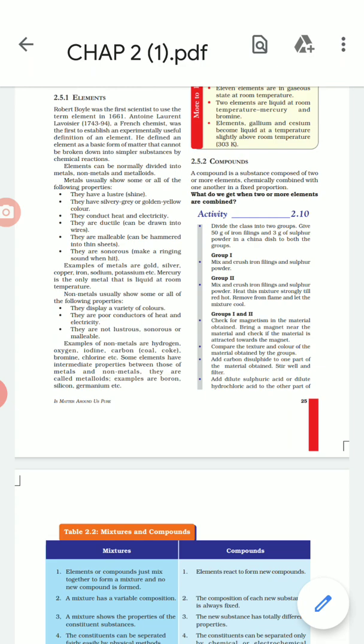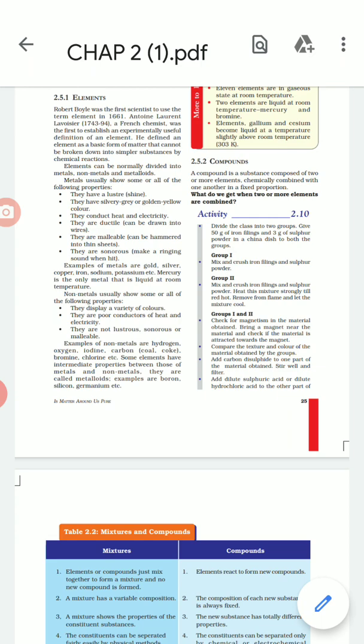Okay, so what is a compound? A compound is a substance composed of two or more elements chemically combined with one another in fixed proportion. This definition is very important: a compound is a substance composed of two or more elements chemically combined. That means a reaction has to take place in them.